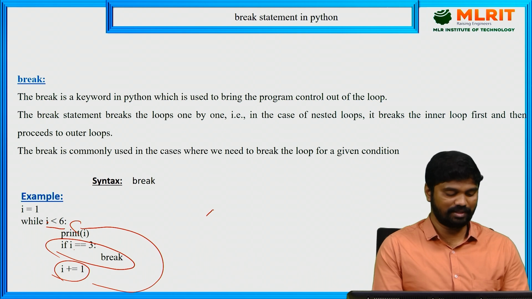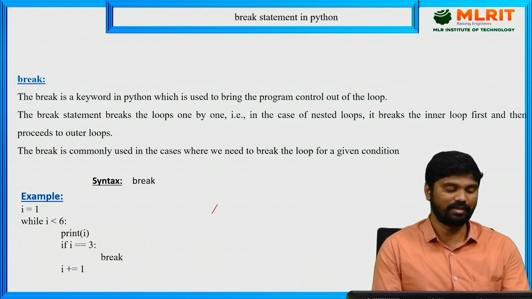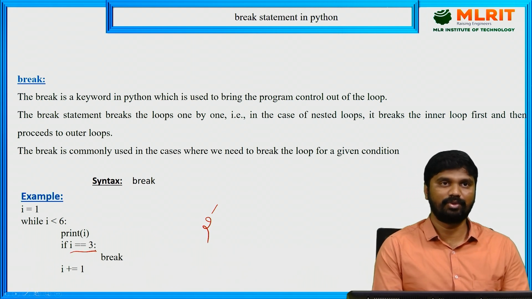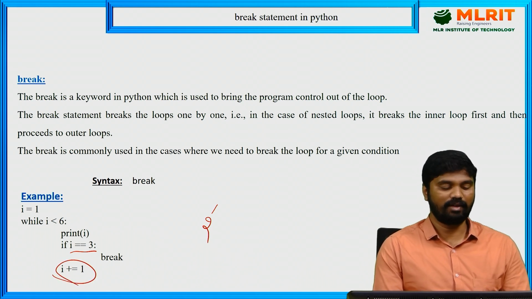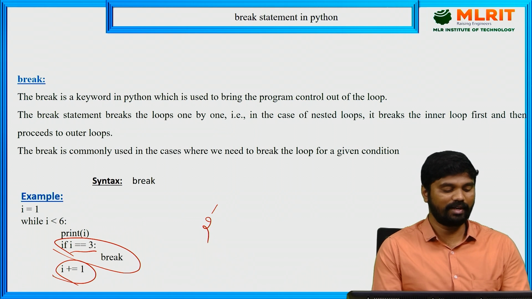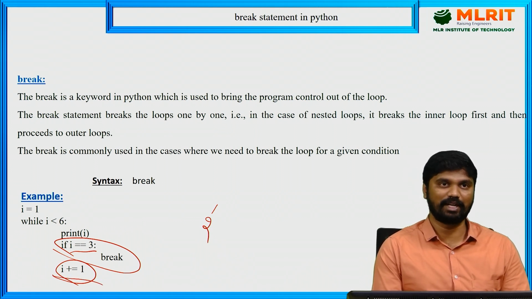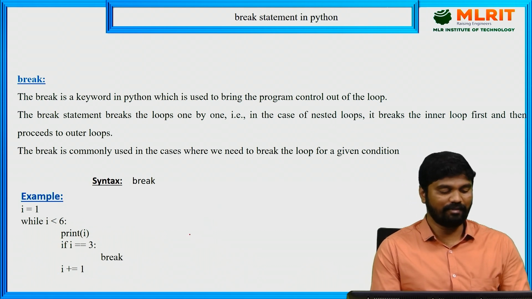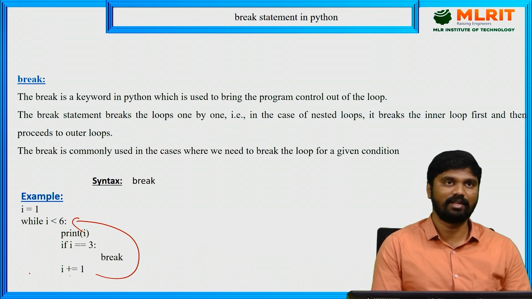Is 2 less than 6? Yes. Then the value will be printed. Now here again the condition will be checked: 2 equals 3? No. The condition is false, so it won't enter the if block. Directly it will execute the increment statement, that is the addition assignment statement. Like that, it continues until 3 is printed. Whenever the I value becomes 4, it will come back to the while condition. 4 is less than 6, so the condition is true.